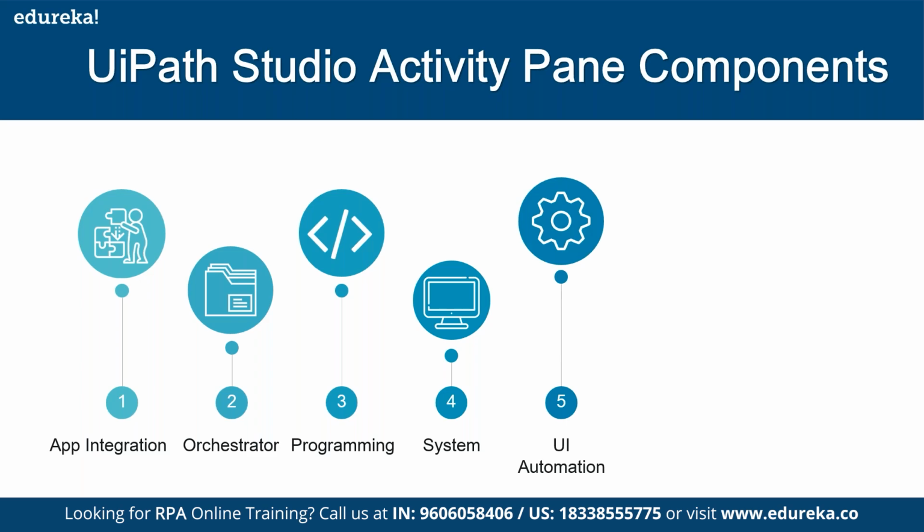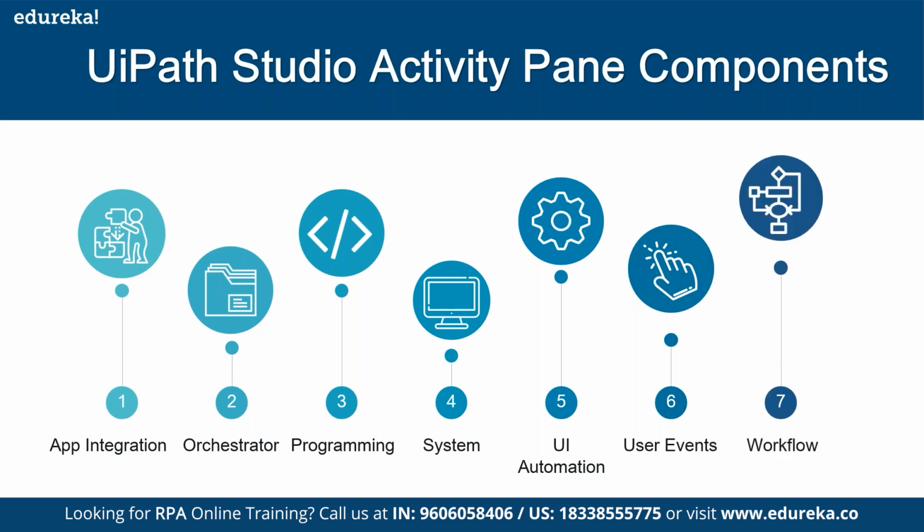And the UI automation, so UI stands for user interface. It might be a desktop application or a window application. You can automate those UIs using UiPath. This is very important. A lot of automation is dependent on user interfaces, that is desktop or web-based applications. So you can automate those using these activities. And the user events, whatever you do, like click, double click, entering something through keyboard, all those things you can also do with UiPath.